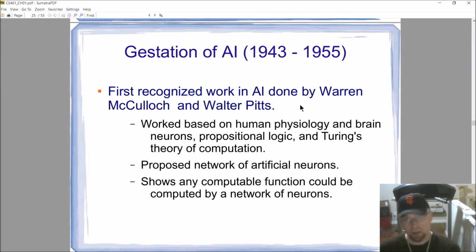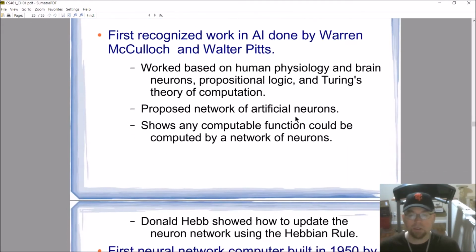So way back when, 70 years ago, based off of all this work, they were able to propose the first network of artificial neurons, leveraging their knowledge of human physiology and using propositional logic and Turing's theory of computation. And they were able to show that any function that was computable, so any function that a computer could work out, think about mathematical functions, could be computed through a neural network, right? Neural networks were a known thing way back then, okay?